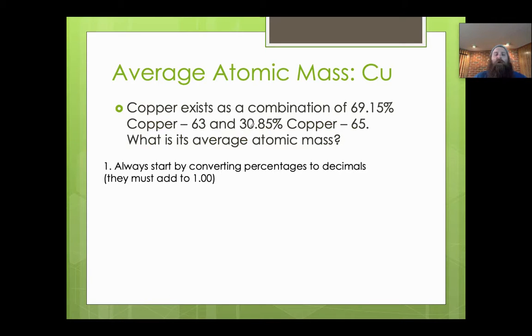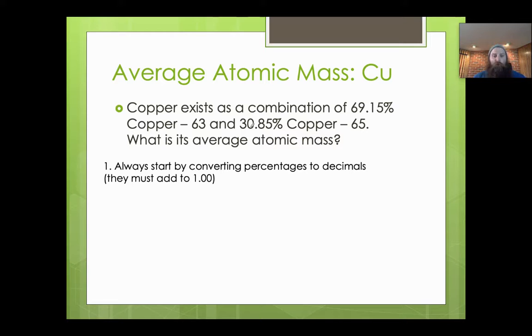Copper exists as a combination of 69.15% copper-63 and 30.85% copper-65. What's its average atomic mass? So we have two isotopes of copper. We need to come up with a weighted average that adequately describes a sample of copper in real life. What would it probably weigh if we had a mole of copper?